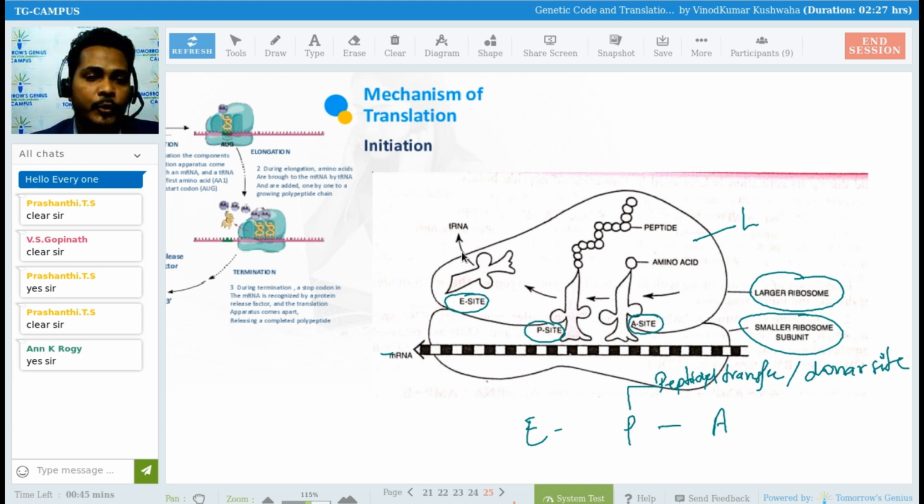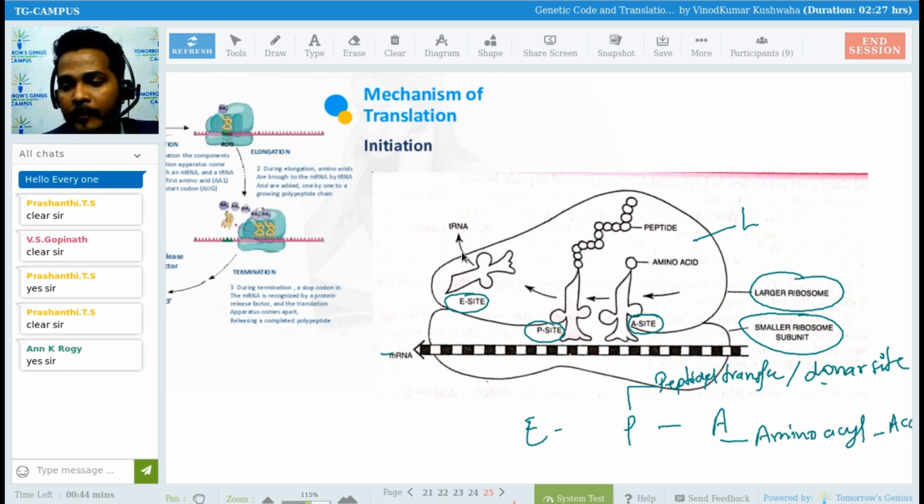This P site is jointly contributed by the two ribosome subunits. That means half from the larger subunit, half from the smaller subunit. They are jointly compiled. Then there is the A site. The A site stands for aminoacyl, or we can say the acceptor site. So this is the donor site, this is the acceptor site.